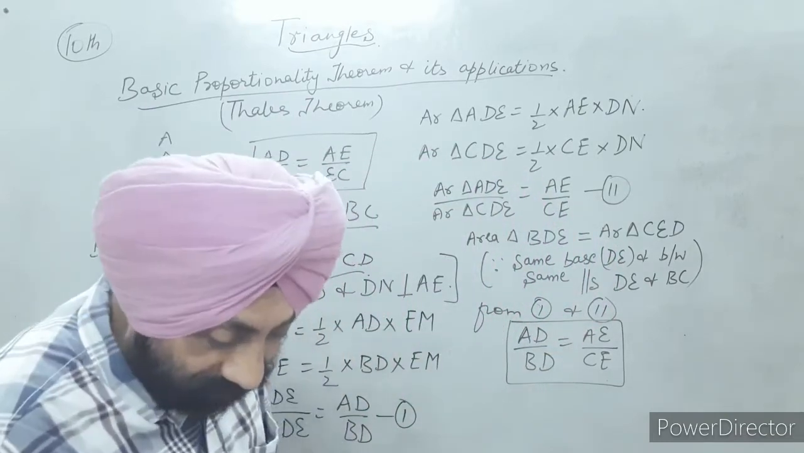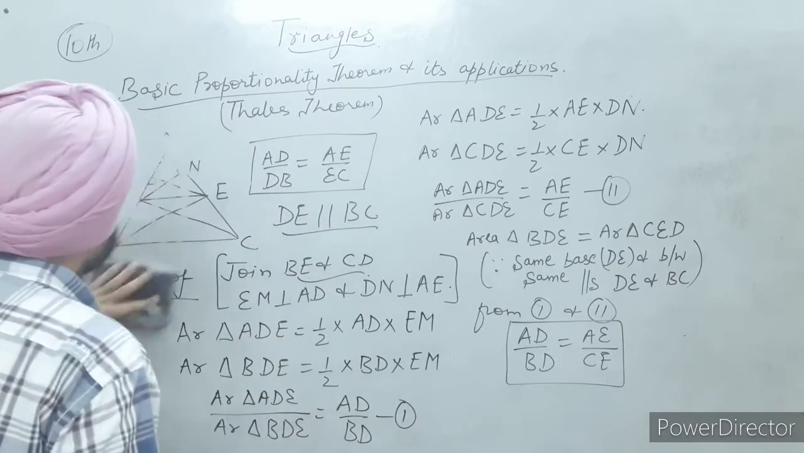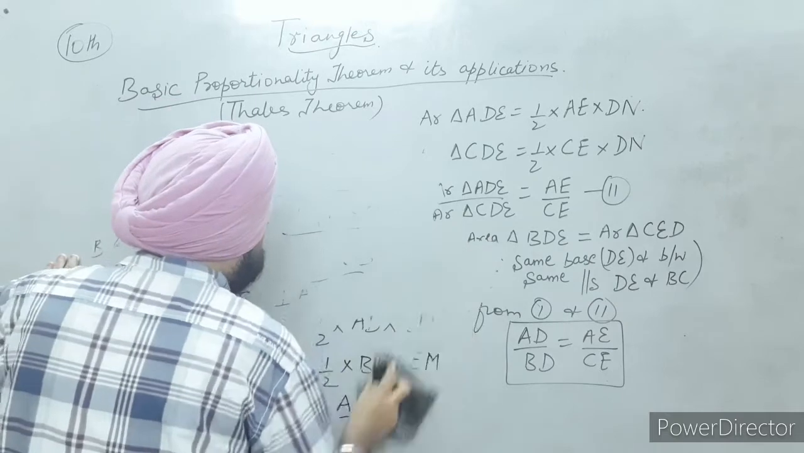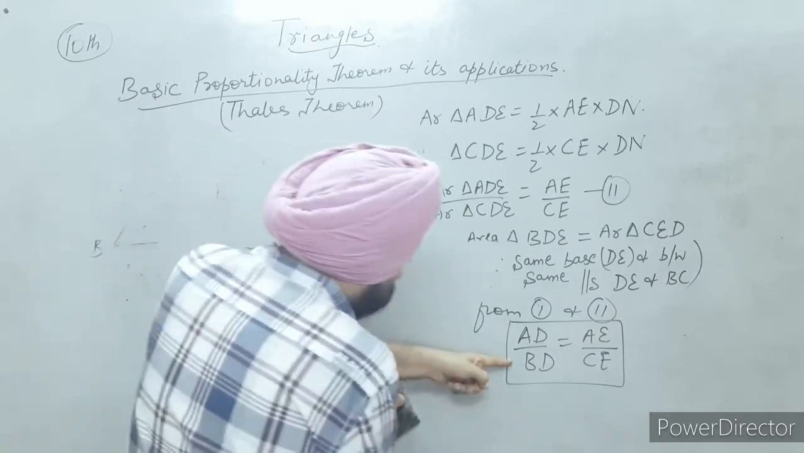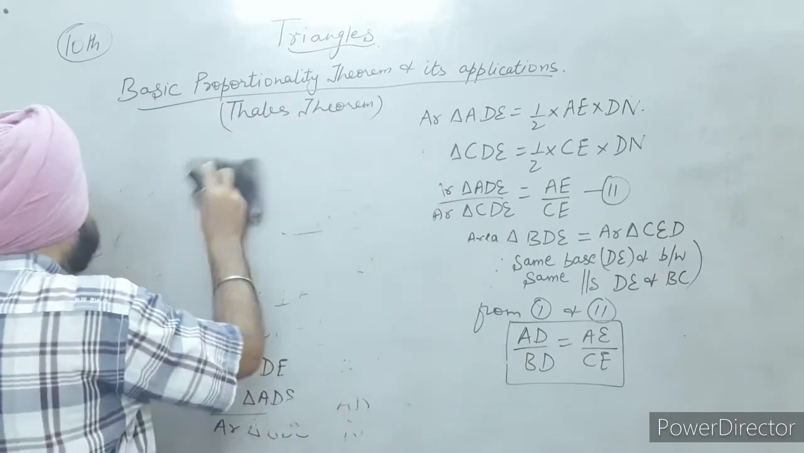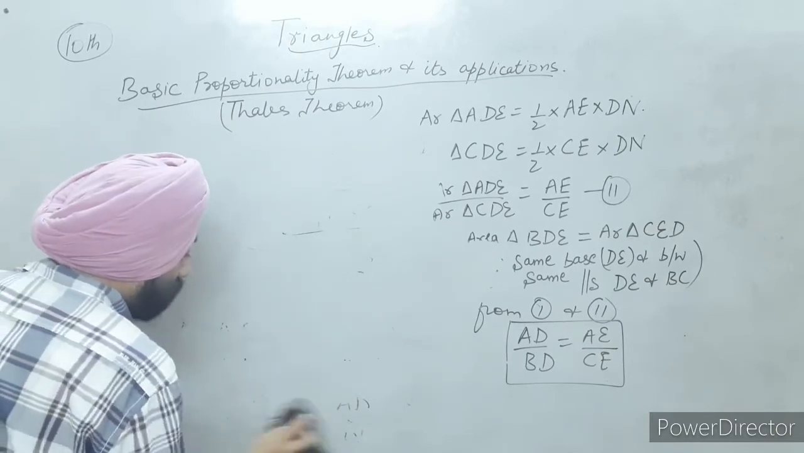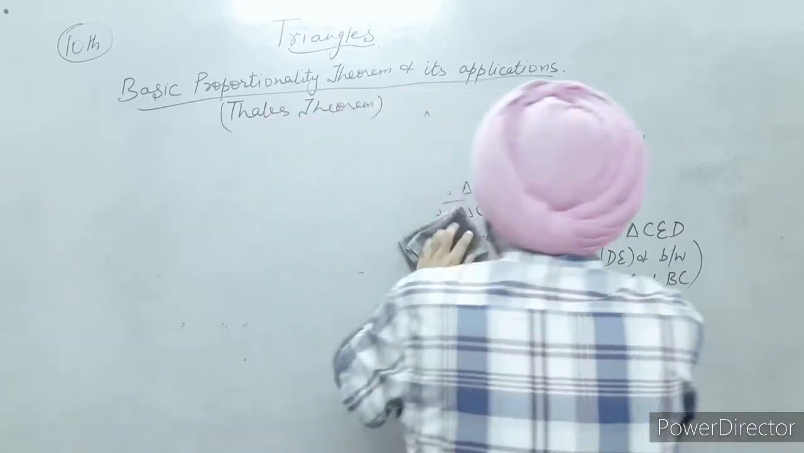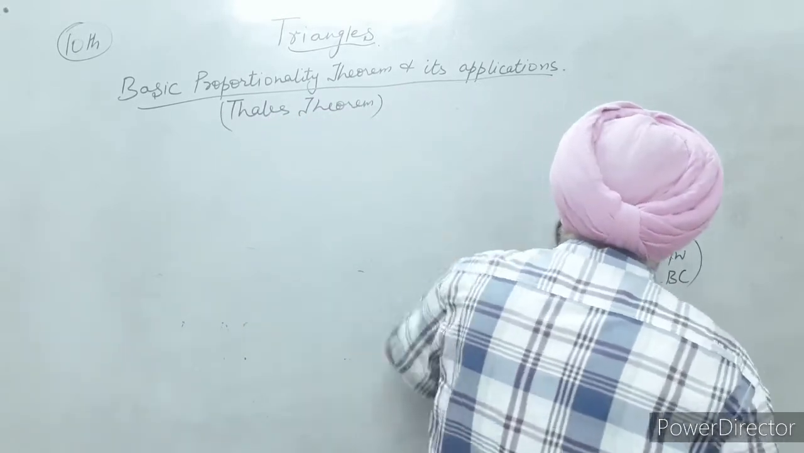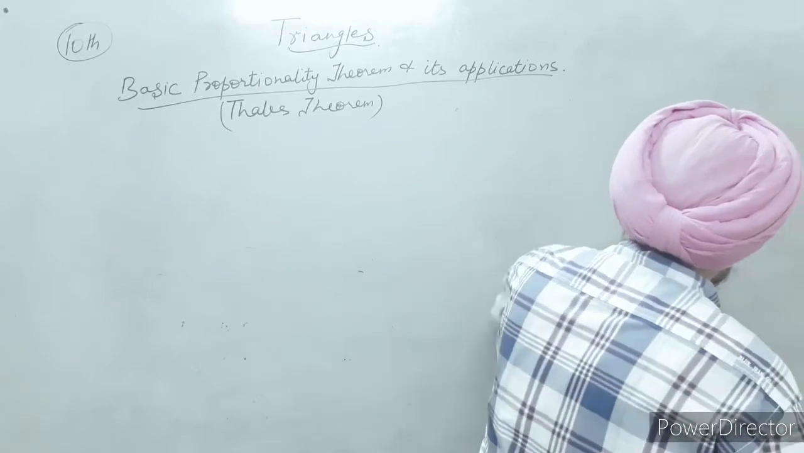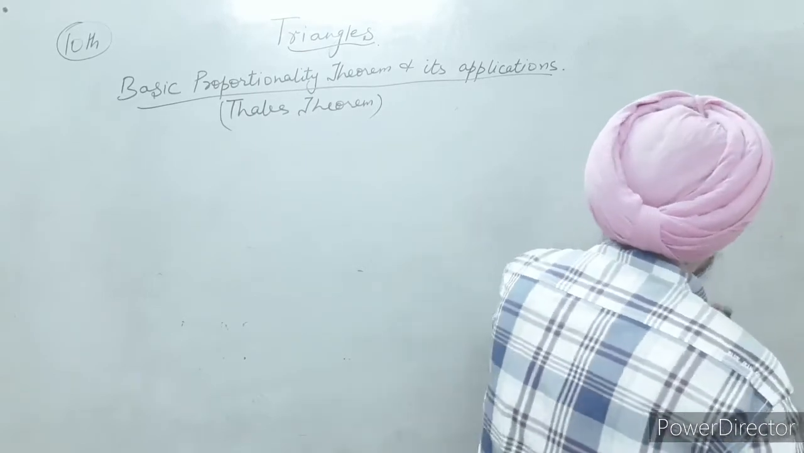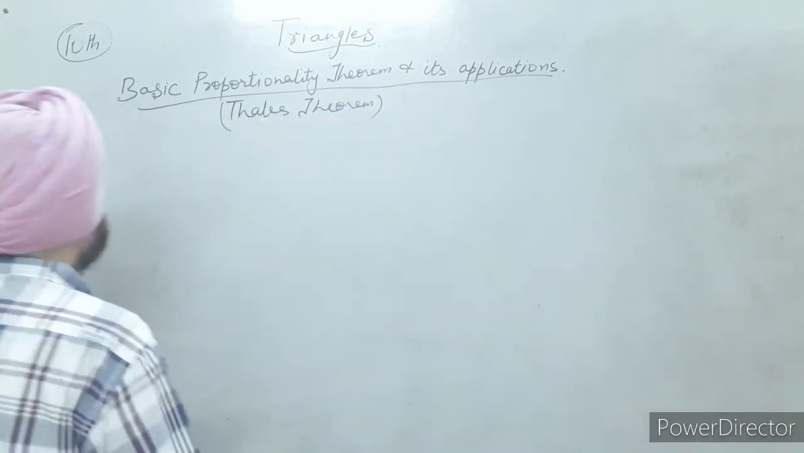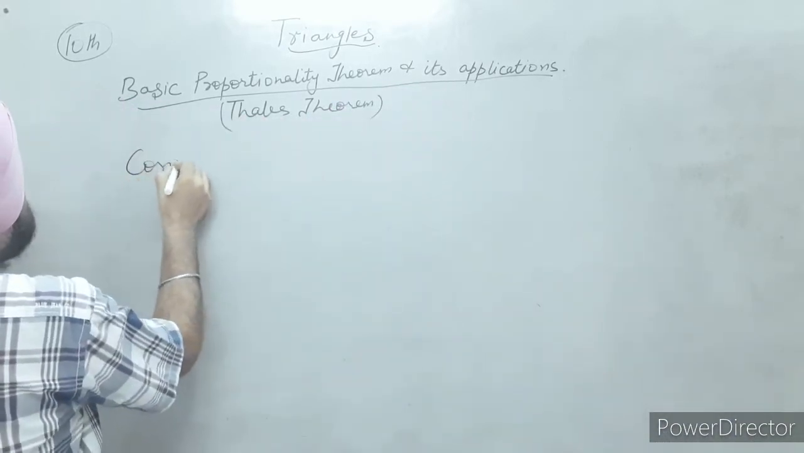Now, its converse. What is the statement of the converse of the basic proportionality theorem? This is given to us, and we have to prove that DE is parallel to BC. This is the statement of the converse of the basic proportionality theorem. Let me write down the statement of the converse. Now it's converse.